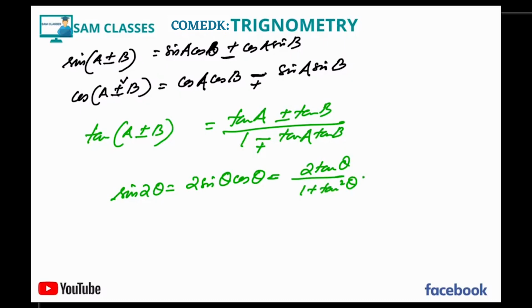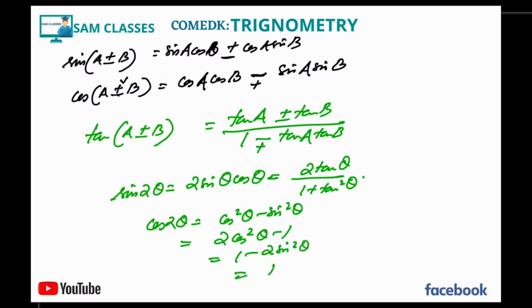Correct. So done. Next, cos 2 theta. So cos 2 theta is equal to cos square theta minus sin square theta. That is also equal to 2 cos square theta minus 1, or 1 minus 2 sin square theta, and that is also equal to 1 minus tan square theta by, in terms of tan, what will be the formula, student? You have already learned this formula. Come on, who can say it fast?